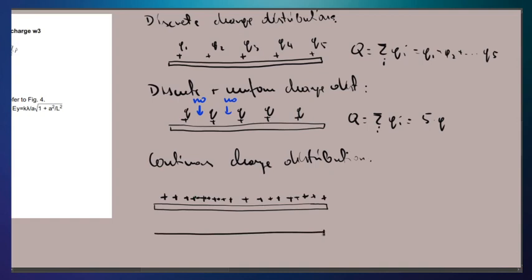How many points do you have in a line segment? An infinite number of points. So how many charges do you have in a continuous charge distribution? An infinite amount of them. But at the same time, what is the size of a point? Not that much. So what's the size of a charge in a continuous charge distribution? It's infinitesimally small, just like a point. It's not that a point is non-existent. It does exist, but its size is infinitesimally small. Same thing with a charge in a continuous charge distribution. It's infinitesimally small.